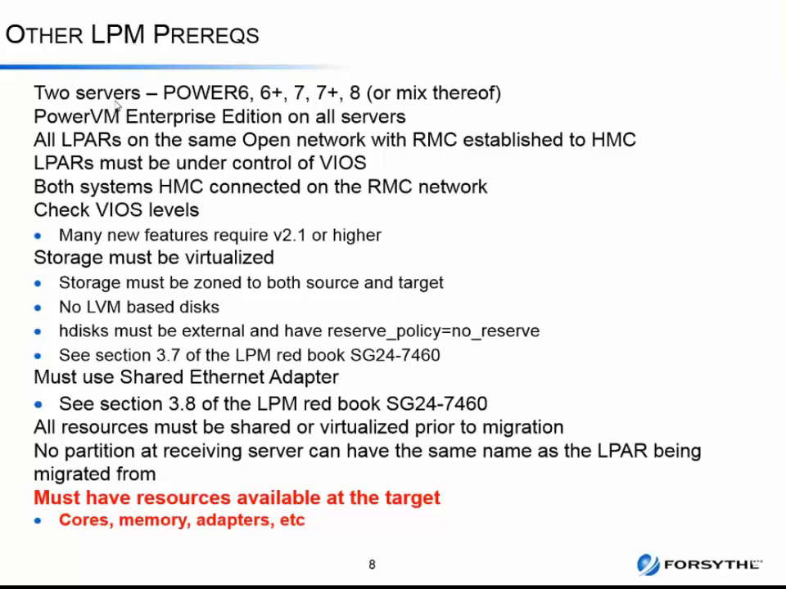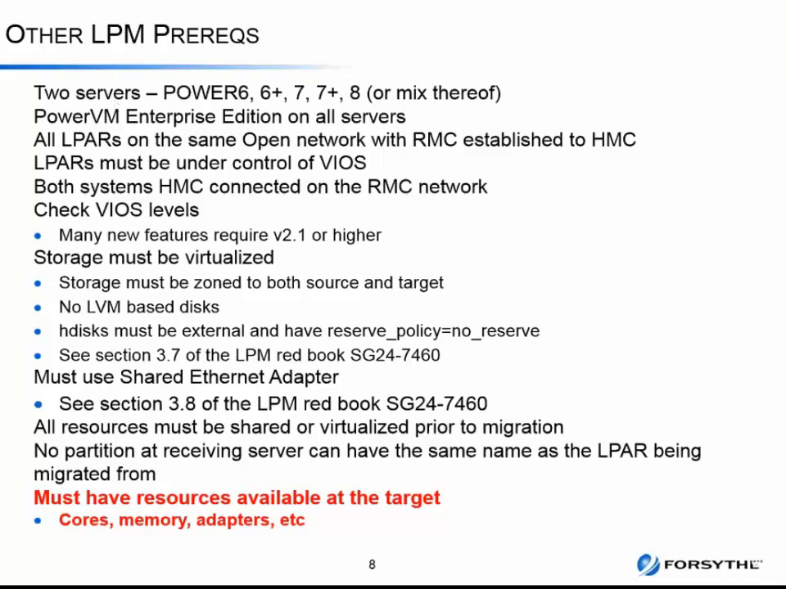All of the LPARs have to be on the same network with RMC established, and they have to be under the control of a VIO server. The HMCs have to be able to talk to each other. The IO server levels have to be compatible.